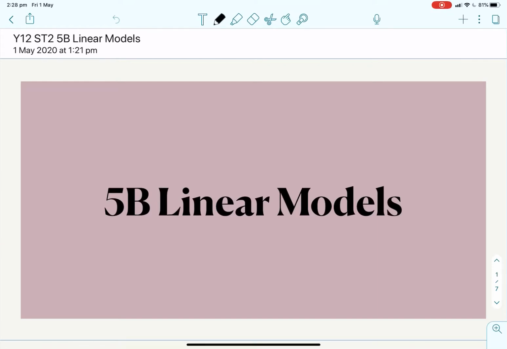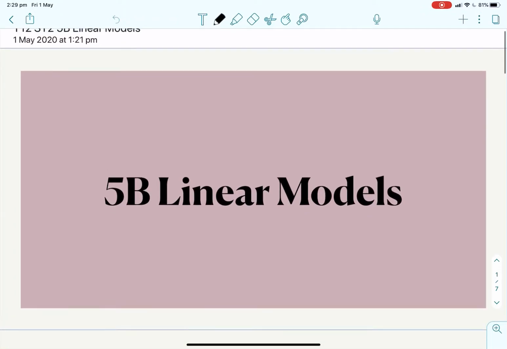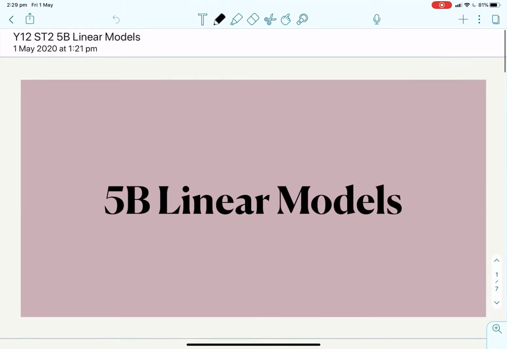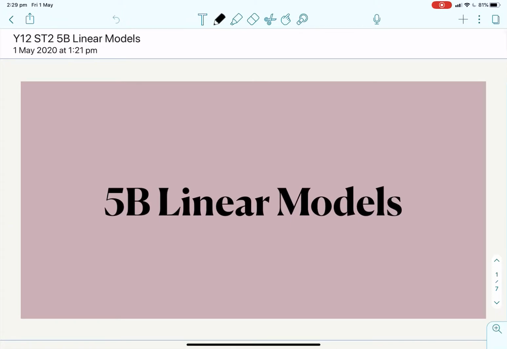So today we are going to do 5B linear models. It's really quite a short topic. Basically, what we do is apply the linear model to everyday life. So I'll give you a few examples. You probably remember this from the bivariate models. We could have a proportional relationship and a positive relationship, which is like a proportional relationship.